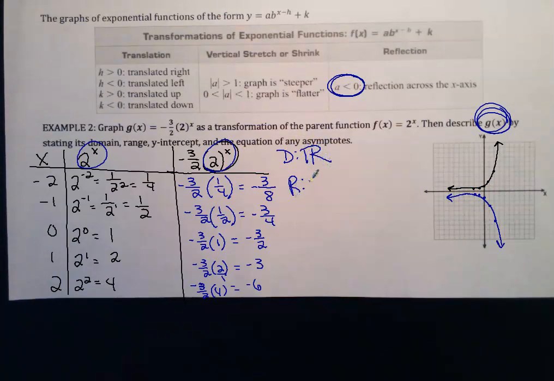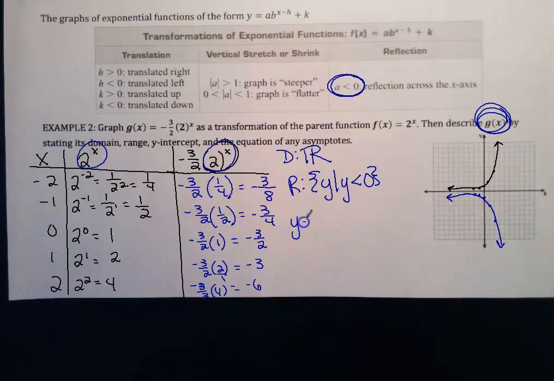What's the range? It's getting closer and closer to what? 0. Anything less than 0? So it's y such that y is less than 0. Good, because it's below. Very nice. We're only describing it for our g of x, and comparing it.